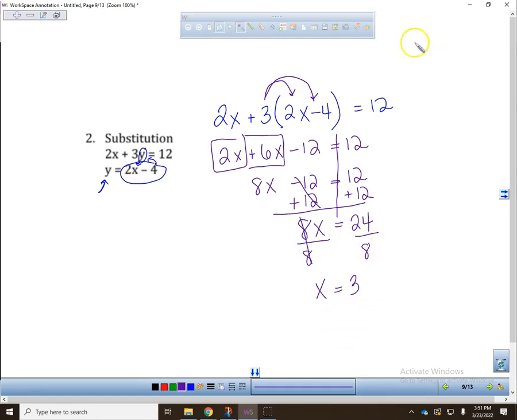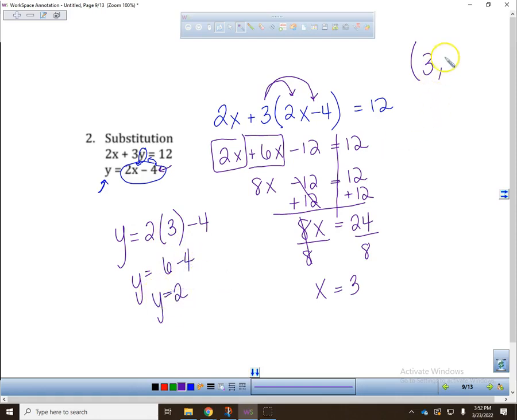Now that I know my x value, I need to plug that in or substitute that in to solve for my y. So I'm going to take my second equation here, which is y equals 2 times x. I know my x is 3, so 2 times 3 minus 4. So y equals 6 minus 4, y equals 2.